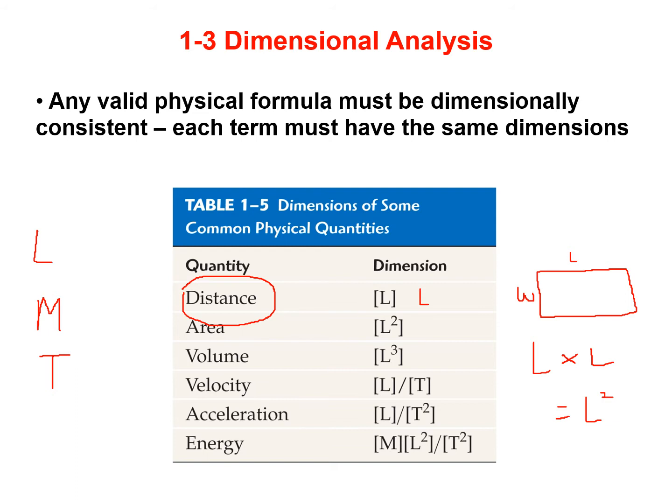And how about velocity? Based on what we learned just now, we should know that velocity is based on length over time. So what is length? L. Therefore, we get L over T. If we want to see the acceleration, it is the velocity over time. Therefore, this one over another time, we get L over T squared.